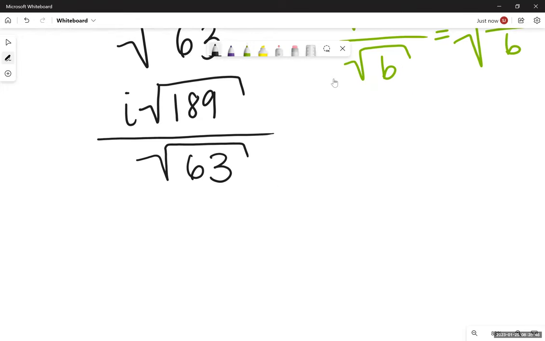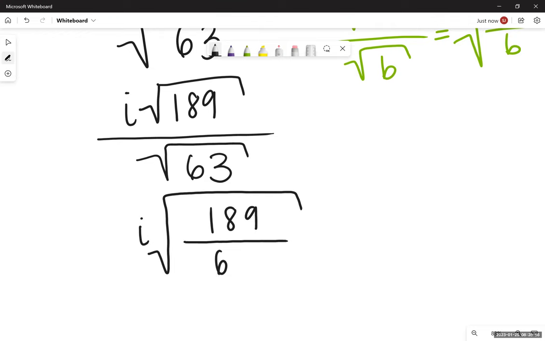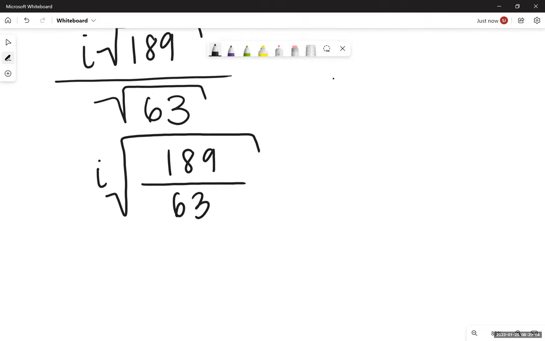Okay, Isaac, so you're fixing to do this for us. We have i, and then our big fraction, it's covered by that bigger radical, 189 divided by 63. Okay, now do 189 divided by 63. You should just get 3. So we have the i on the outside, the radical, and then we have the number 3. I'm going to use my calculator. Let me see something really quick. That should be the simplest way to do it.